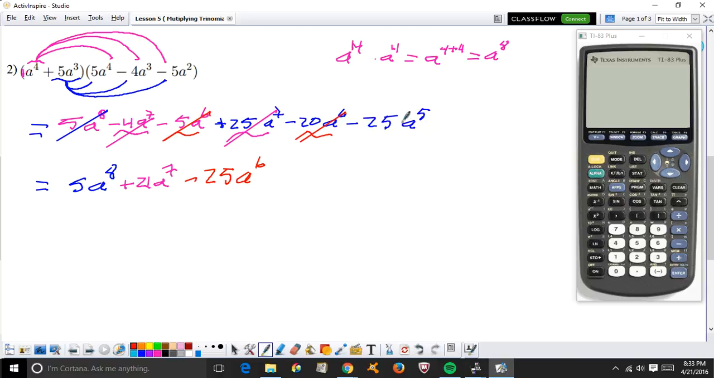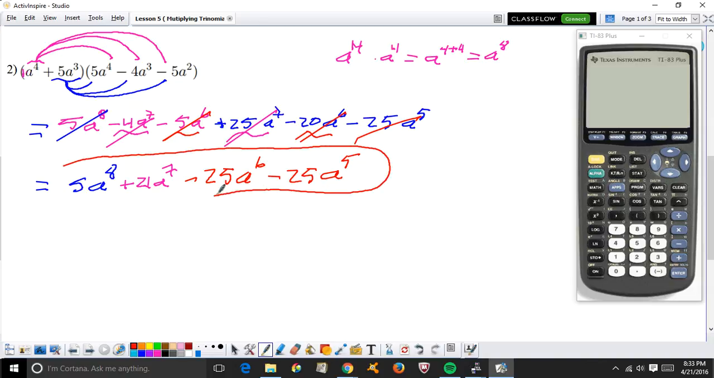Okay, so that's that. There's nothing to combine with a to the 5th, so just bring it down. So negative 25 a to the 5th. That's that. Combine everything. We're pretty much done here.